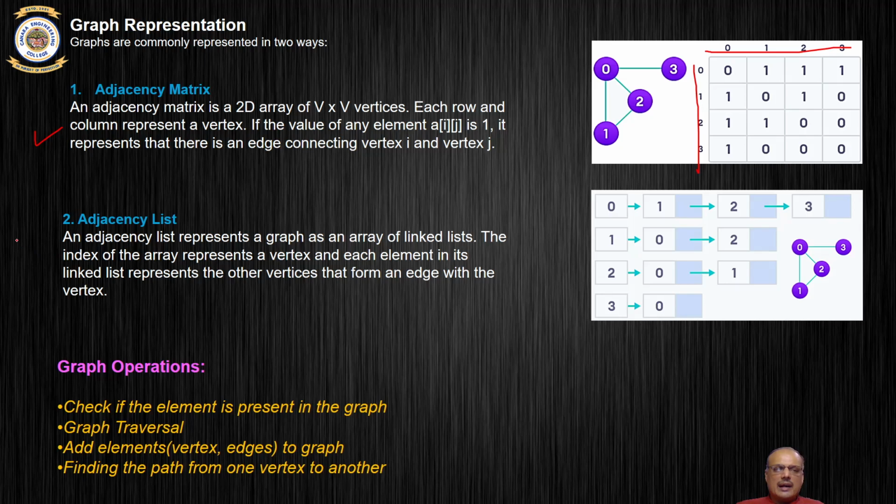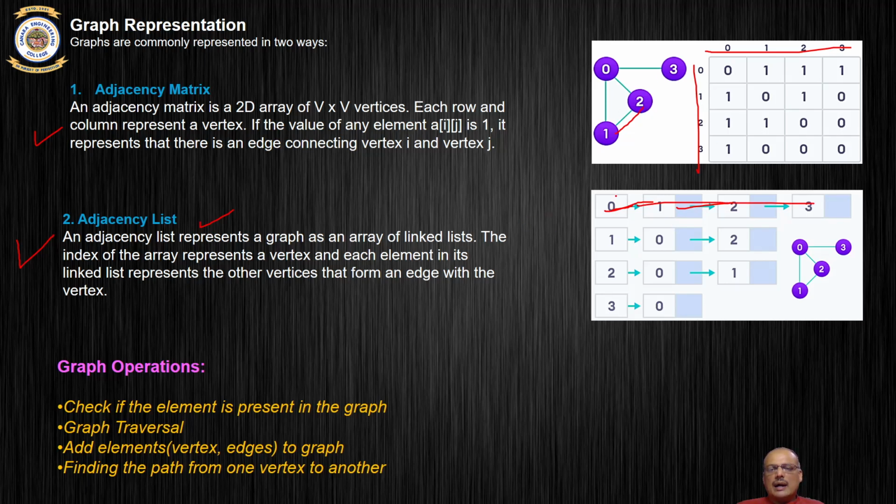Similarly, we can represent a graph using a linked list, and such a representation is called an adjacency list. Say for this given graph there is a link between 0 to 1, and there is a link between 1 to 2, and there is a link between 0 to 3 as well. So 0 to 1, 1 to 2, and we have a link from 3 as well.